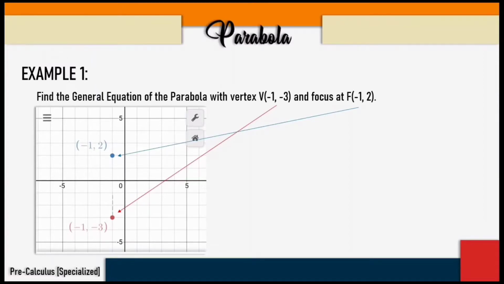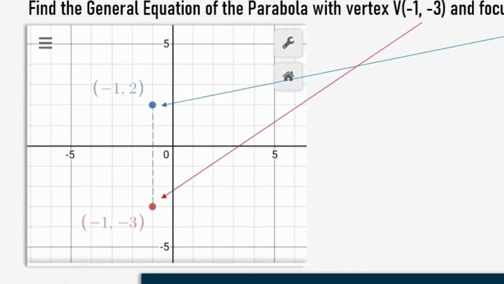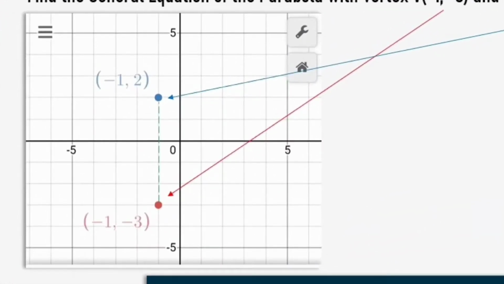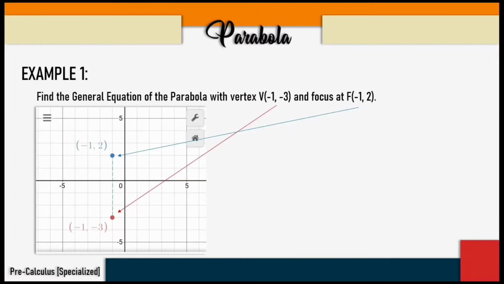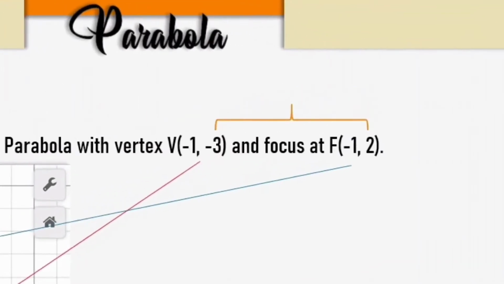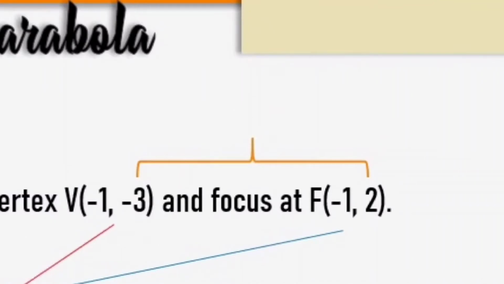Again, the distance from the vertex to the focus is what we call the focal distance or in symbol P. We can use the distance formula to obtain this, pero medyo mahabang proseso yon. So pwede naman na isubtract natin ang y sa k kasi vertical naman ang ating axis of symmetry. Therefore, we have 2 minus -3. And that is simply like 2 plus 3. So therefore, yung ating focal distance ngayon ay 5.